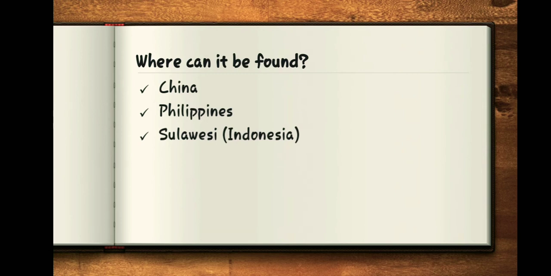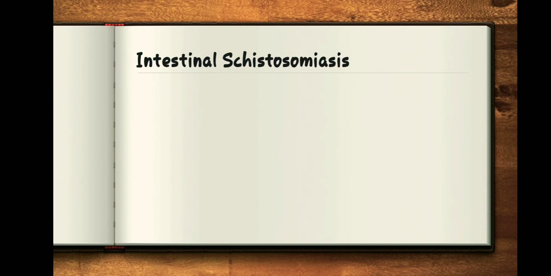Schistosoma japonicum can cause intestinal schistosomiasis. So I've mentioned several types of Schistosoma earlier, and those Schistosoma species have different effects on people, but they can all cause schistosomiasis. So it can be urinary or intestinal. So the Schistosoma japonicum can cause intestinal schistosomiasis. So what is this intestinal schistosomiasis, and what causes it?